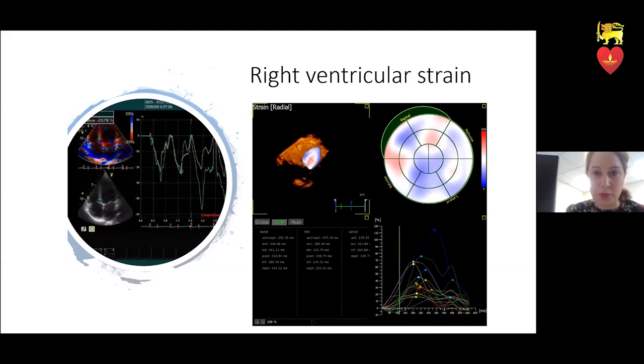I've tested all the softwares for strain. And this is a 3D strain that we did in bariatric patients again, before and after surgery. And we saw how from diastolic dysfunction that they had, in 6 months their right ventricle improved significantly.